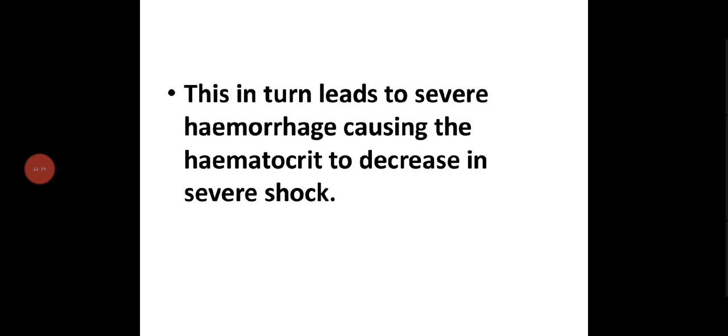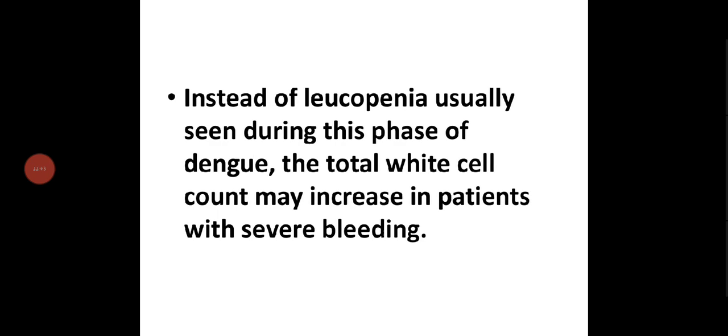This in turn leads to severe hemorrhage, causing the hematocrit to decrease in severe shock. Instead of leukopenia usually seen during this phase of dengue, the total white cell count may increase in patients with severe bleeding. Okay. If there is any severe bleeding, sometimes there will be increased WBC.